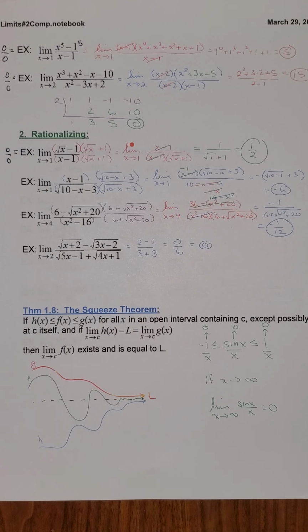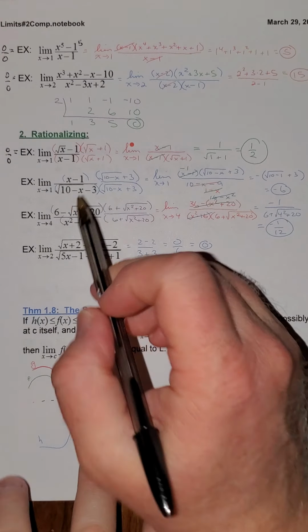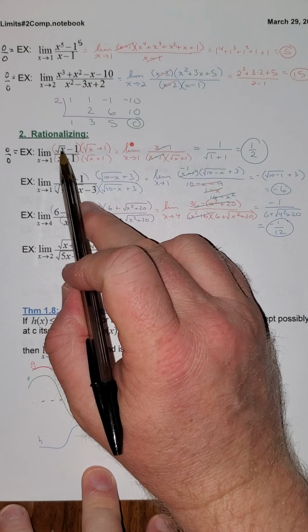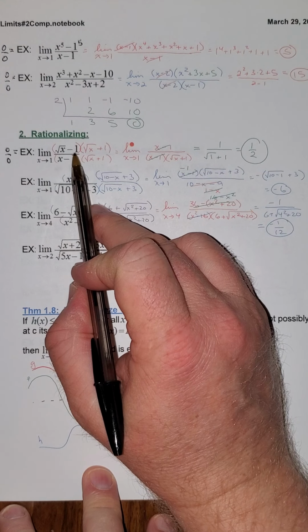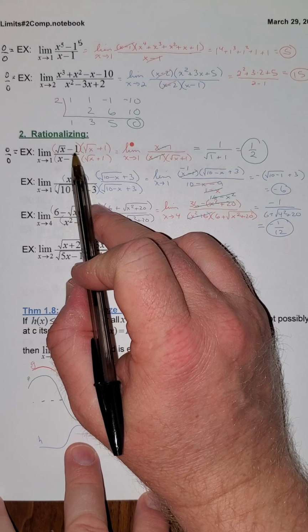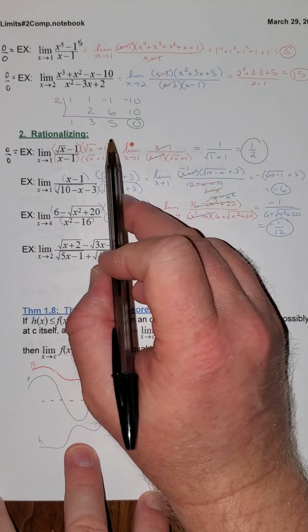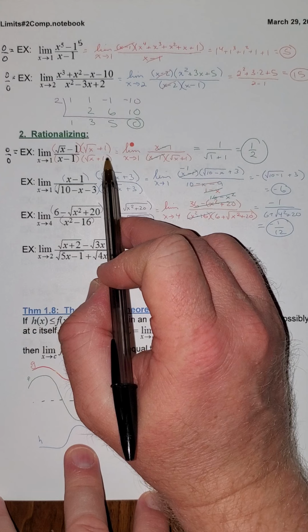Don't start thinking, hey, I've got to get rid of radicals on the bottom. That's not the idea here. My final answer will work on that. Here, whenever you see the radical, this is radical x minus 1, so I'm going to multiply by its conjugate, radical x plus 1, top and bottom, because that equals 1.